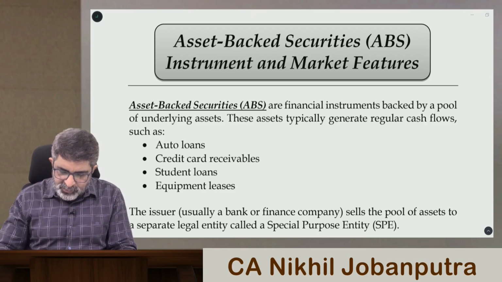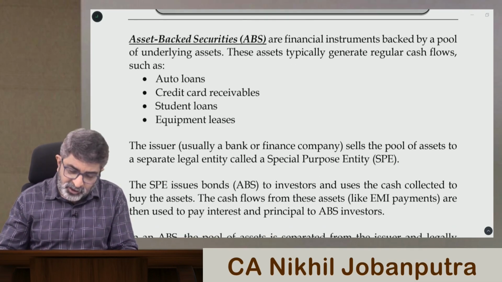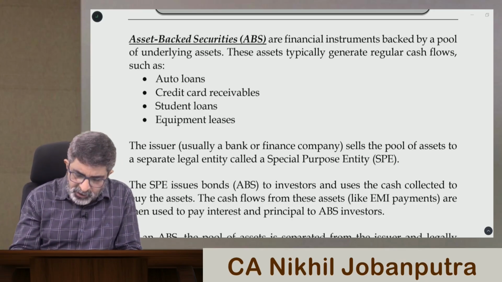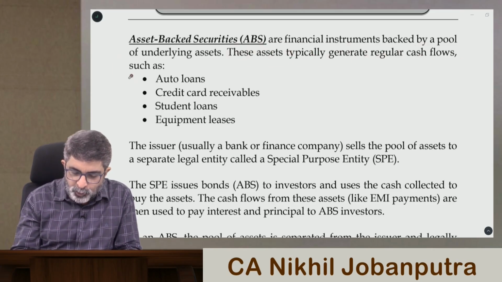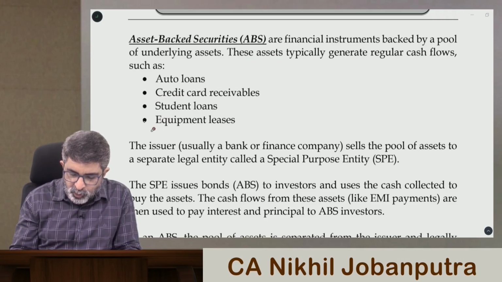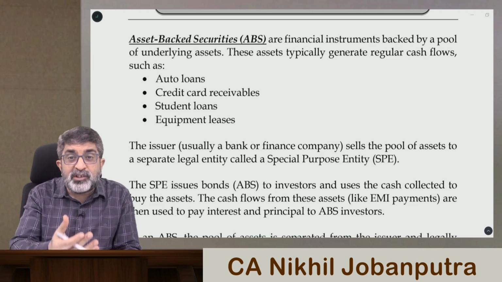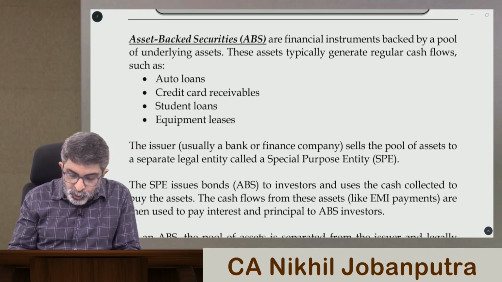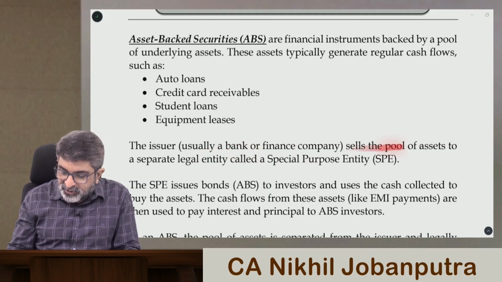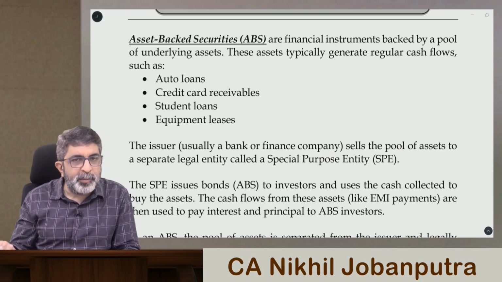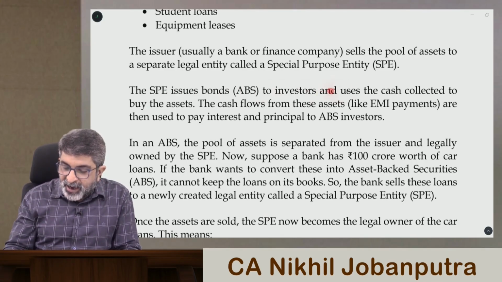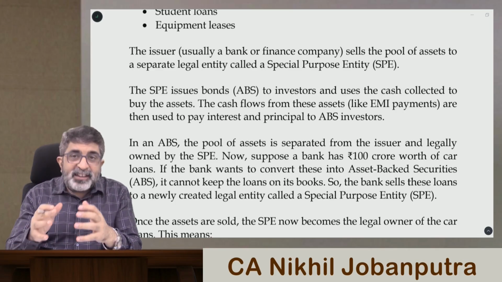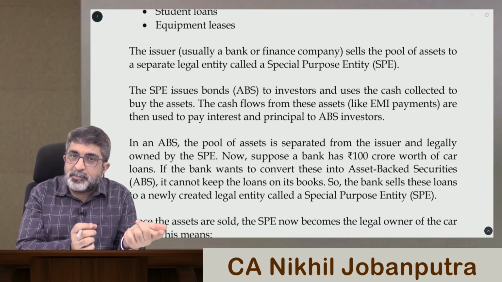So what I will do for you is, let me first go through the meaning of asset-backed securities once again. After this discussion that I had with you, if we read these lines, asset-backed securities are financial instruments backed by a pool of underlying assets. These assets typically generate regular cash flows, such as auto loans, credit card receivables, student loans, equipment leases. All these are financial assets and they will generate regular cash flows. The issuer, usually a bank or finance company, sells the pool of assets to a separate legal entity called a special purpose entity. I have already explained that to you. The SPE issues bonds, that are asset-backed securities, to the investors and uses the cash collected to buy the asset. So the SPE has bought this asset pool from the finance company.